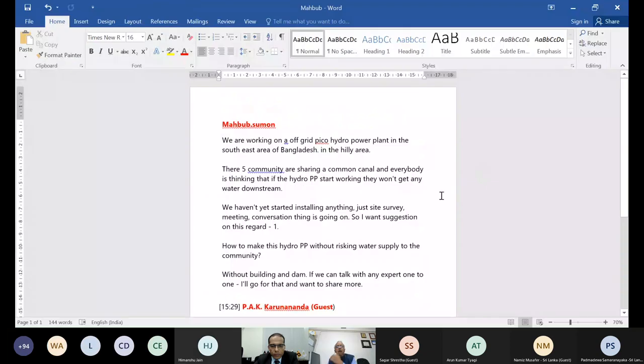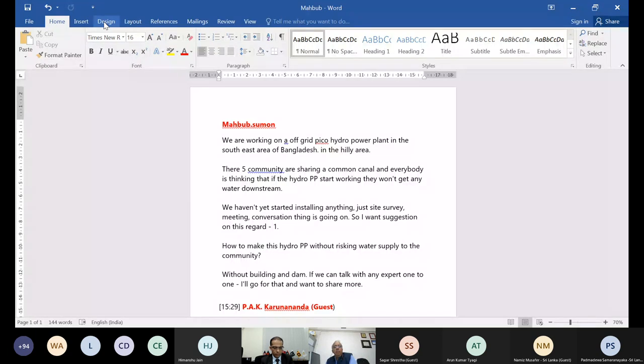one in a box. I found that there was a note placed in the box, that we are working on an off-grid pico hydro power plant in the southeast area of Bangladesh, in a hilly area. There are five communities, some sharing a common canal. Everybody is thinking that if the hydropower starts working, they won't get any water downstream. We have not yet started installing anything, just the site survey. So I want a suggestion in this regard, how to make this hydropower without risking water supply.